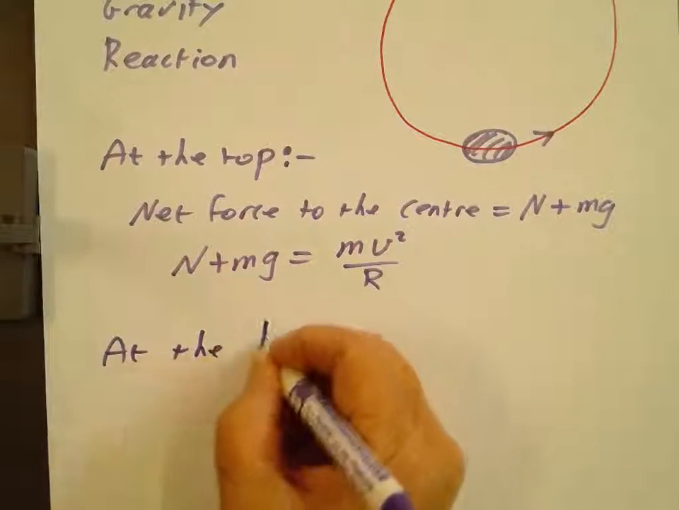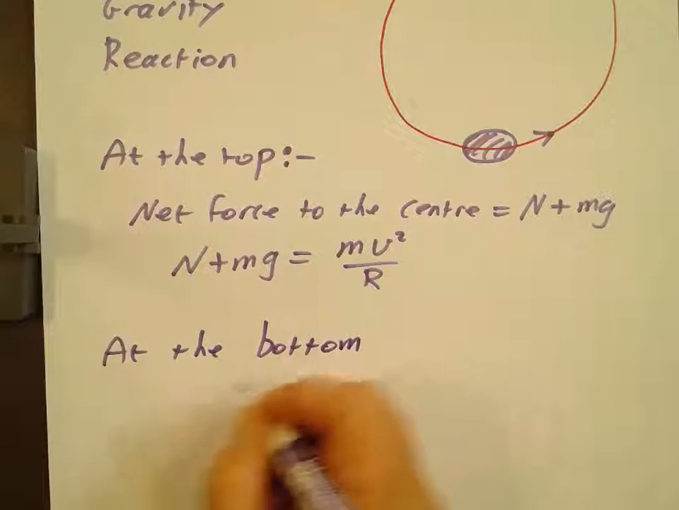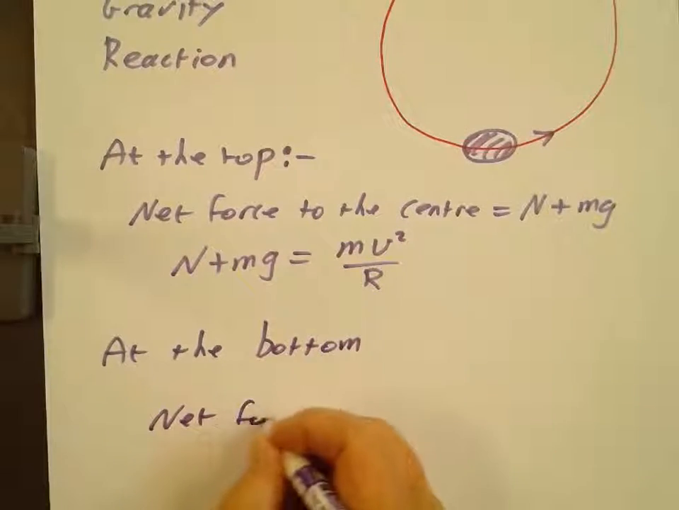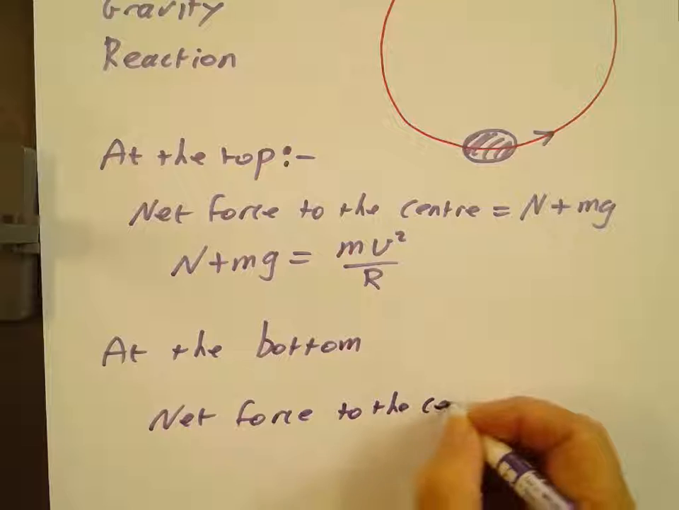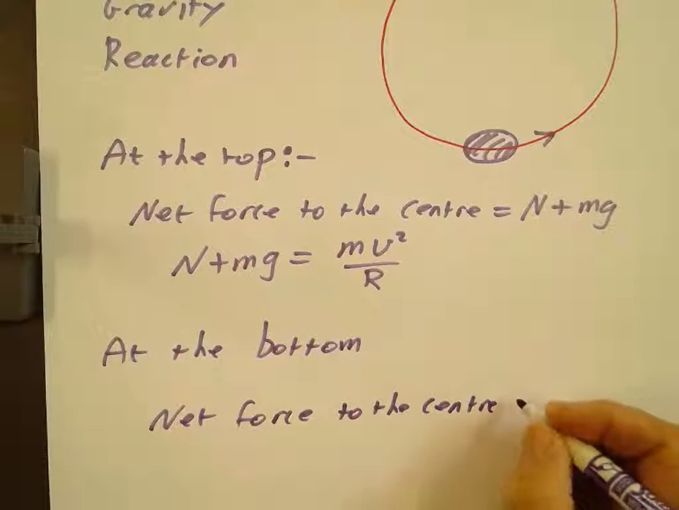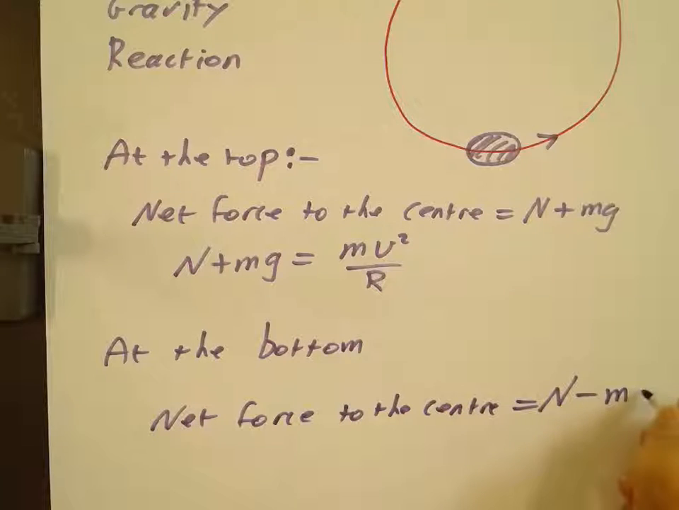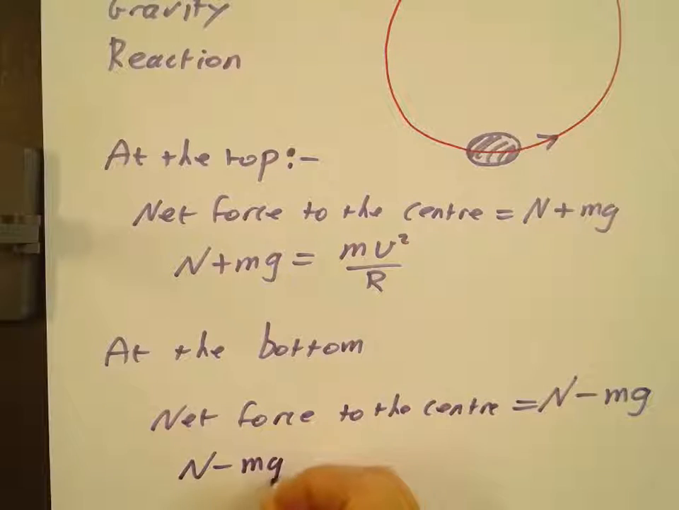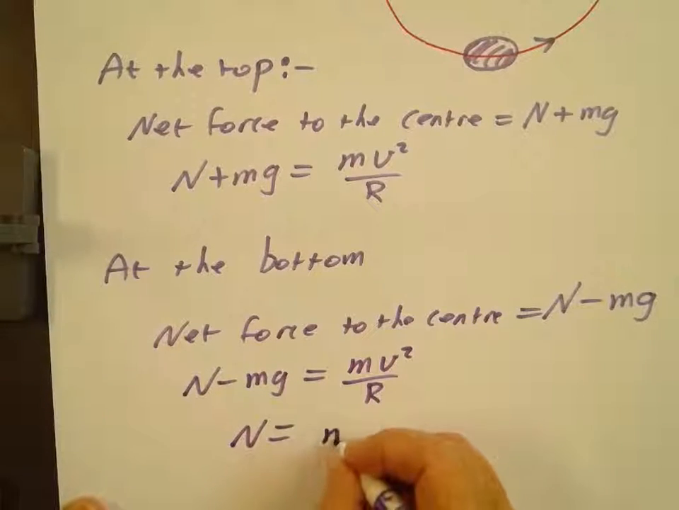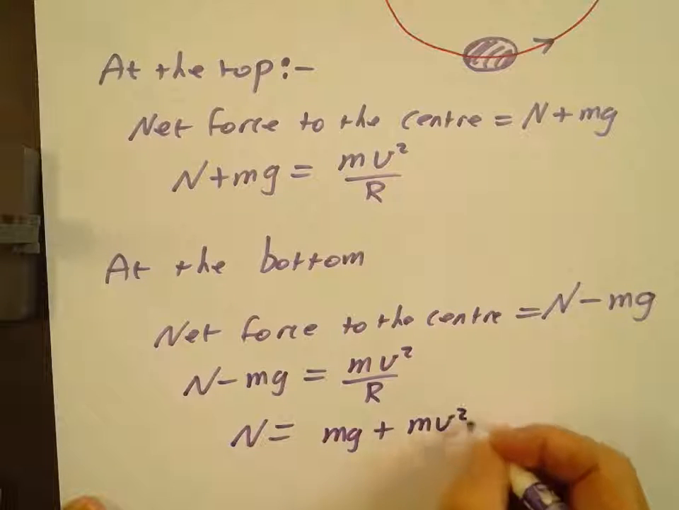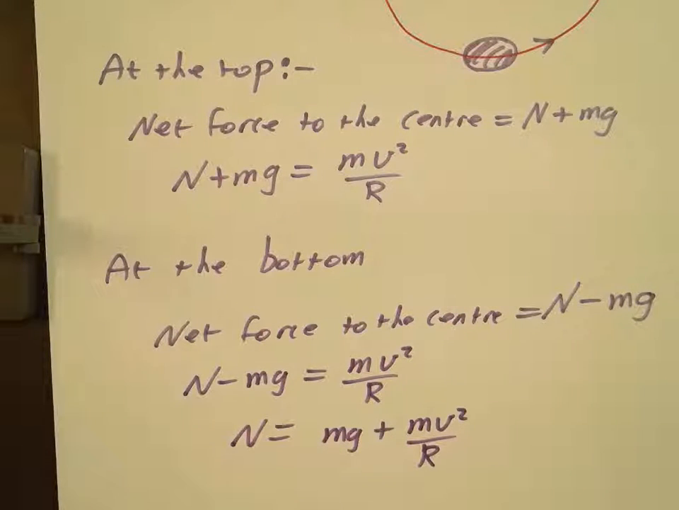At the bottom, net force to the centre equals N minus mg. So N minus mg equals mv squared on r, or N equals mg plus mv squared on r, which is as we would expect at the bottom of a loop. You feel a little bit heavier, and that's not an unusual thing to be thinking.